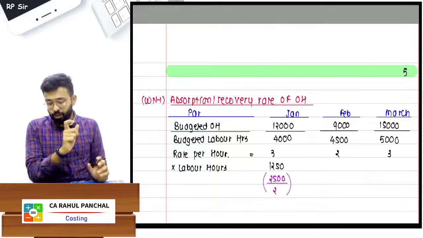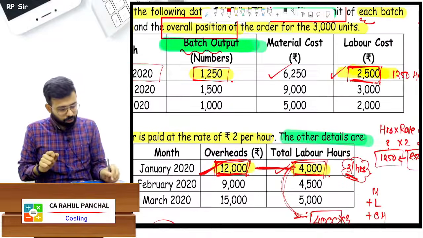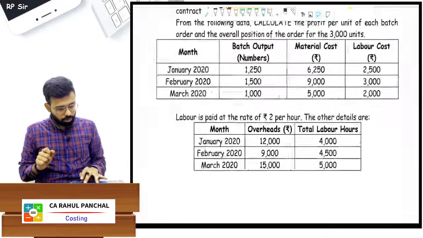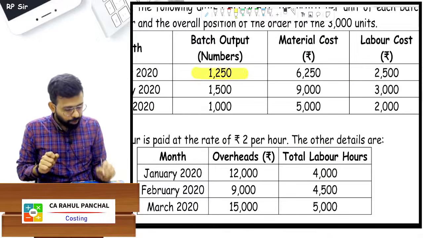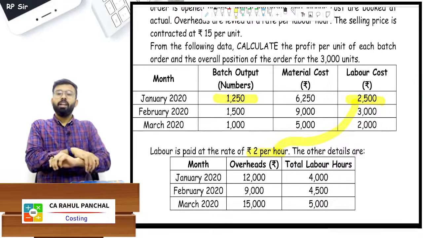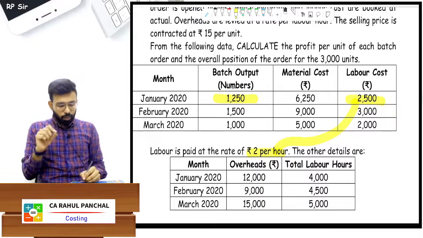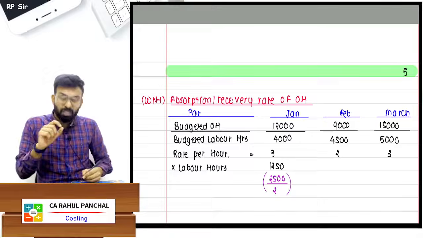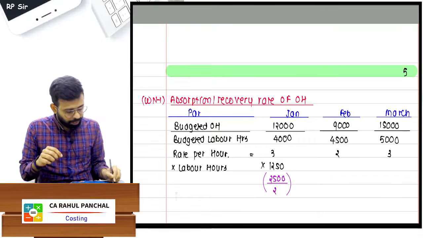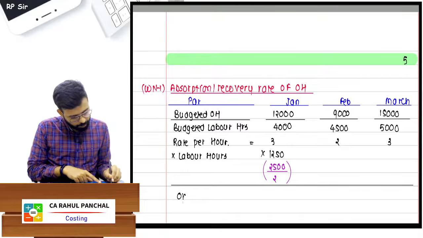To produce that one batch of how many units? 1250 units. For this batch of 1250 units, I paid my workers 2,500 and the rate is 2 rupees per hour. So they have worked for 1250 hours, which is 2,500 divided by 2. And as and when worker works for 1 hour, we recover 3 rupees as overheads. So how much will be recovered as overheads?